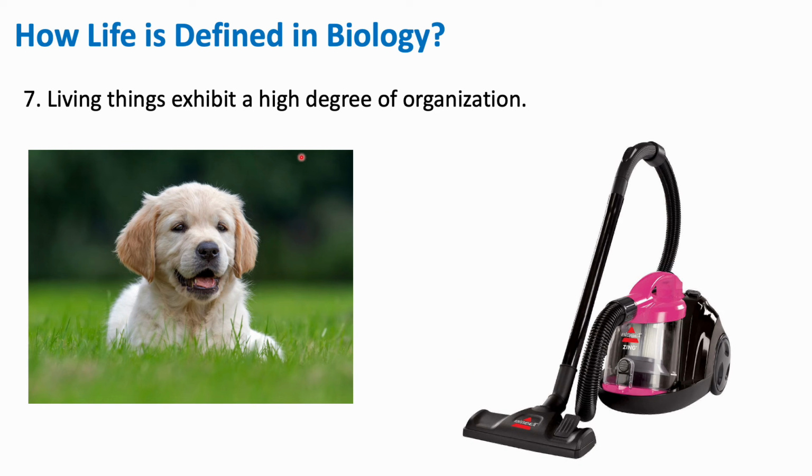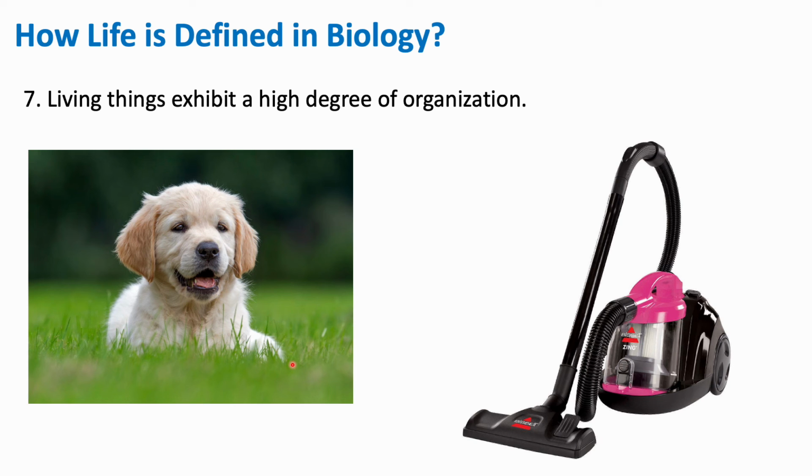The last one is that living things will exhibit a high degree of organization. So what does that mean? Well, if we take a look at a cell, it is composed of many organelles, right? First of all, we have that nucleus, which encloses our DNA in the form of chromosomes with the histone proteins. We have the endoplasmic reticulum, the lysosomes. You have the smooth endoplasmic reticulum, the peroxisomes, the Golgi body. So much is going on within a cell. So that's a high degree of organization.